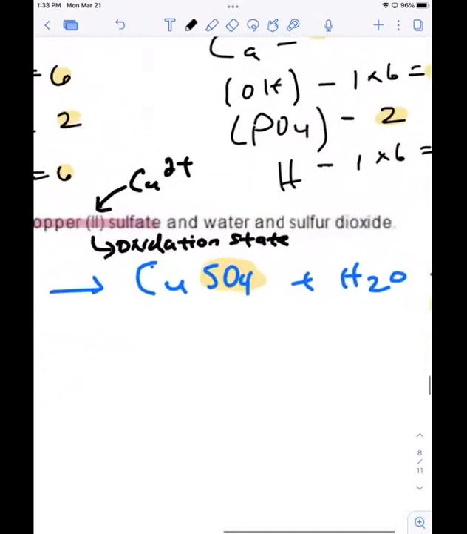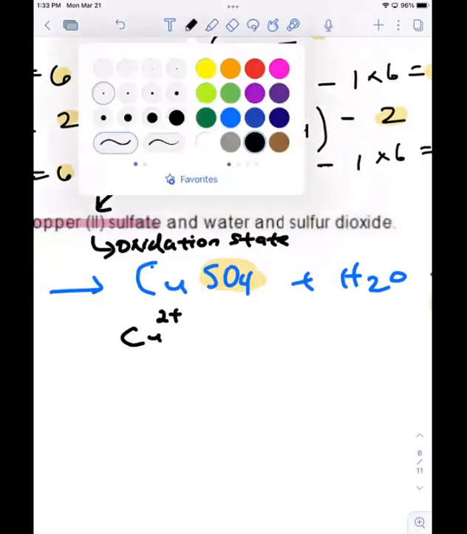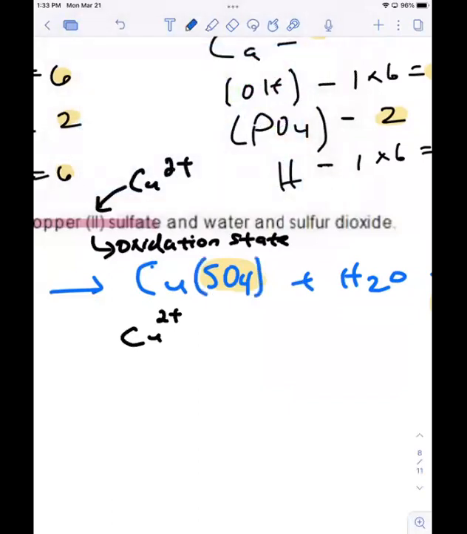Right. So if copper is 2+, let me see how you're thinking. What's the charge on the sulfate anion? If both have a subscript of 1, I'm going to put this in parentheses, by the way, those ones are understood, I'm just putting them there for emphasis. If both have a subscript of 1, what is the charge on the sulfate? -2. It's -2. Good.